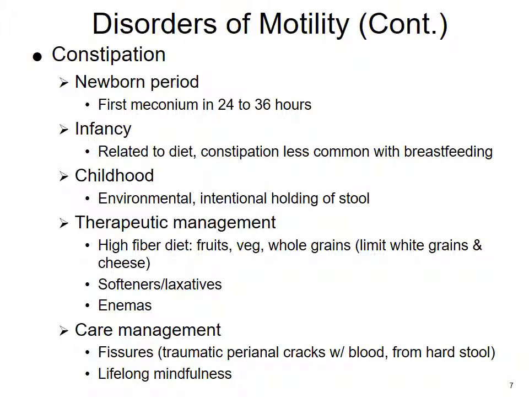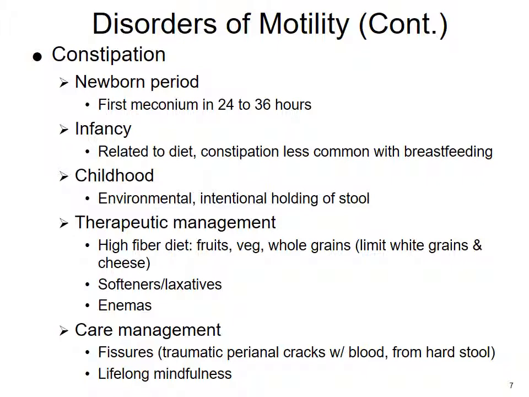So that happens. For our management of constipation, we're going to encourage a high fiber diet with plenty of fruits, vegetables, and whole grains. And we're going to limit constipating foods like white bread, white rice, any white grains, and cheese. Cheese is a big offender.